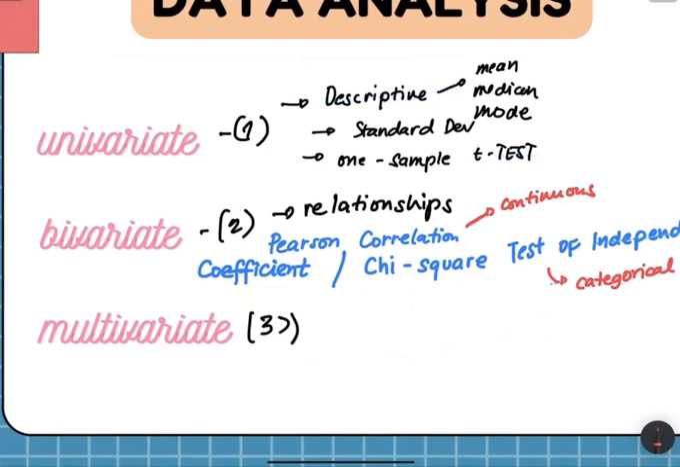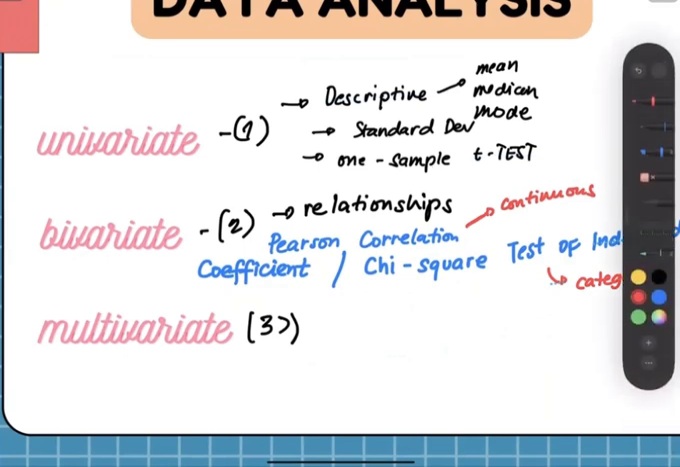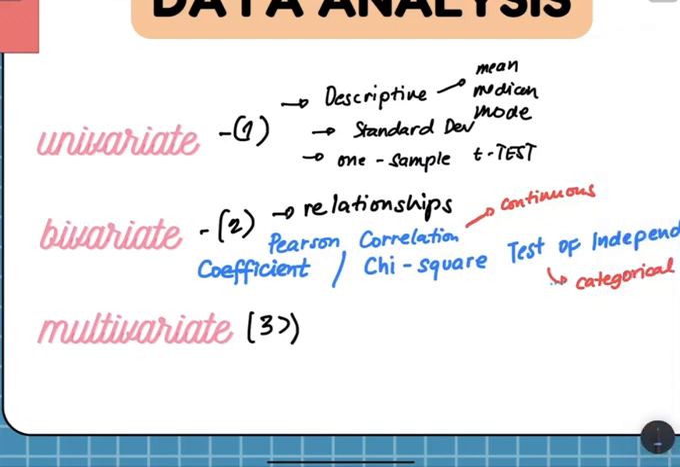Multivariate, on the other hand, examines more than two variables to understand complex relationships. And usually, the analysis tests that are considered to be multivariate include multiple regression. So this one is like a correlation on steroids, because you examine the relationship between one dependent variable and two or more independent variables to predict outcomes. So it's like correlation, but three or more variables.